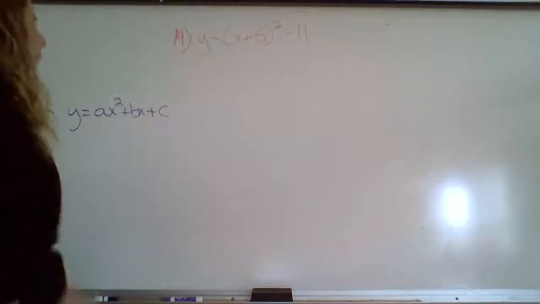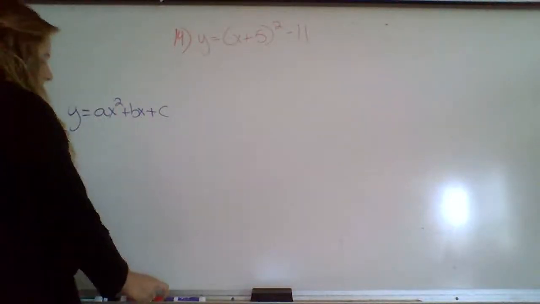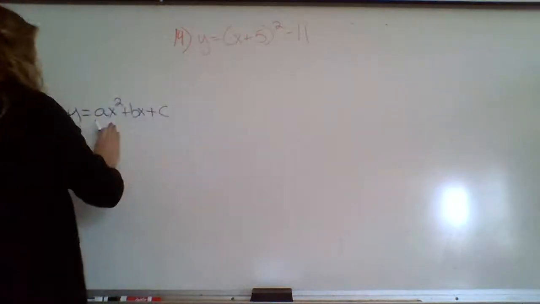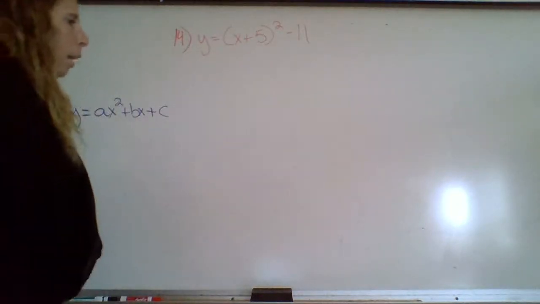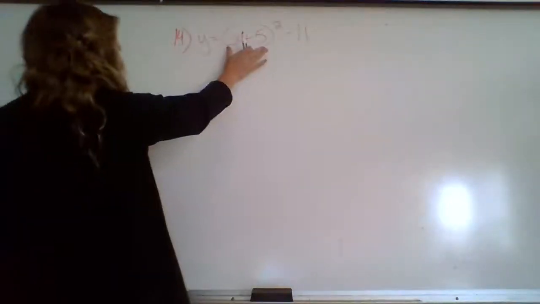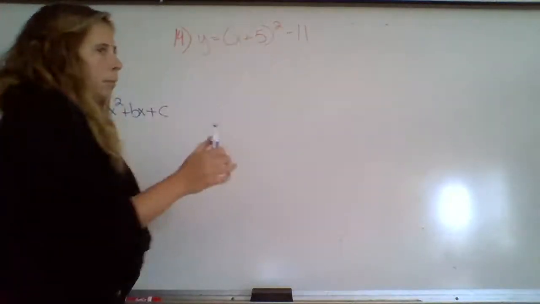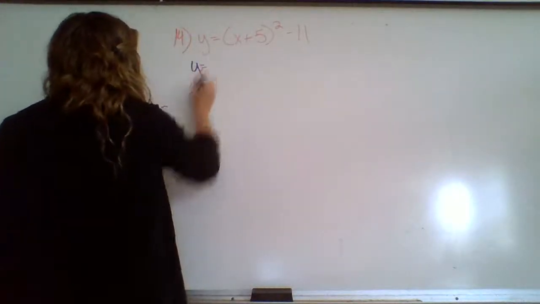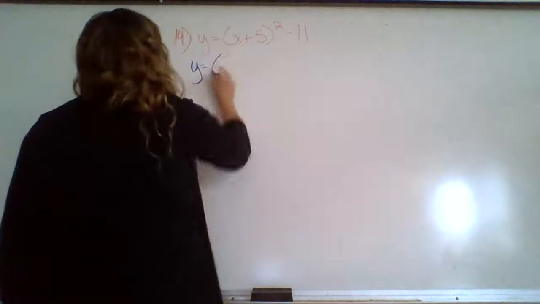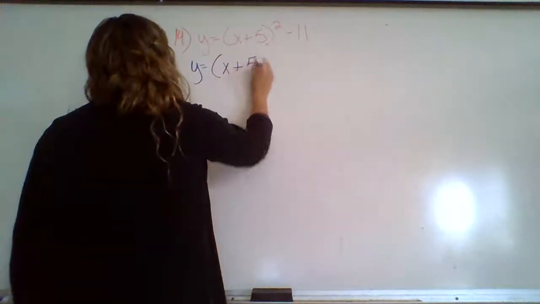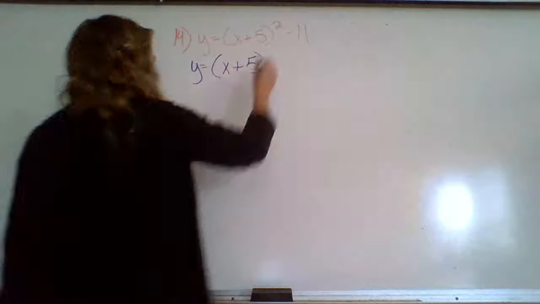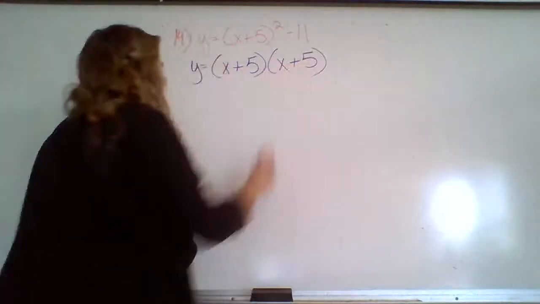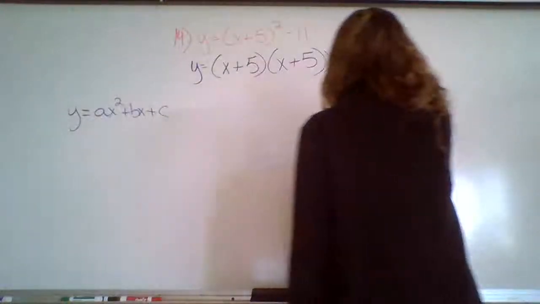Number 14. Y equals x plus 5 squared minus 11. So we're going from vertex form to standard form. Okay, so you have to multiply it all out. Some of you might be able to do this in your head, and that's cool. Just, if you're doing it in your head, that's fine. So x plus 5 squared is x plus 5 times x plus 5. And then you have this minus 11 that we'll deal with at the end.